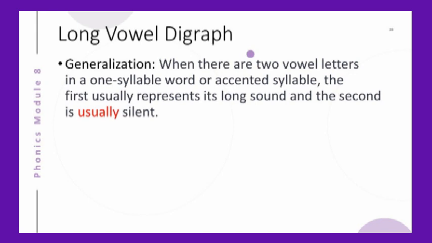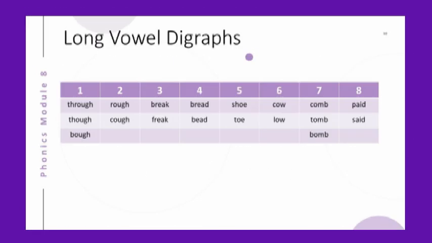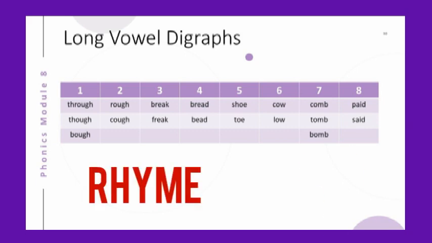However, there are some VV long vowel digraphs that follow the generalization more consistently than others. The long vowel digraphs that follow this generalization a greater percentage of the time are AI, OA, EE, EA, and AY, but they are not without exceptions. Examine the spellings of the words shown in each column. They look as though they should rhyme. Do they?